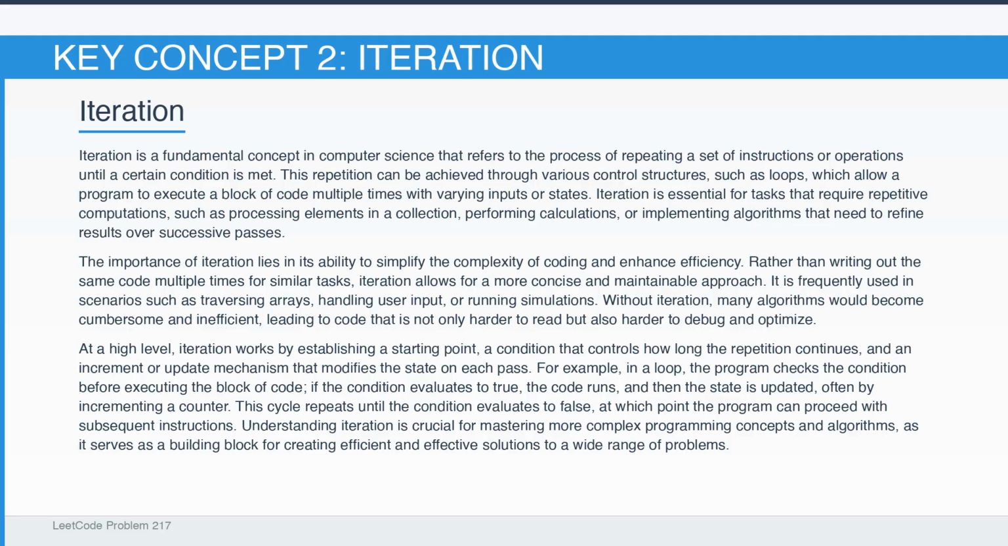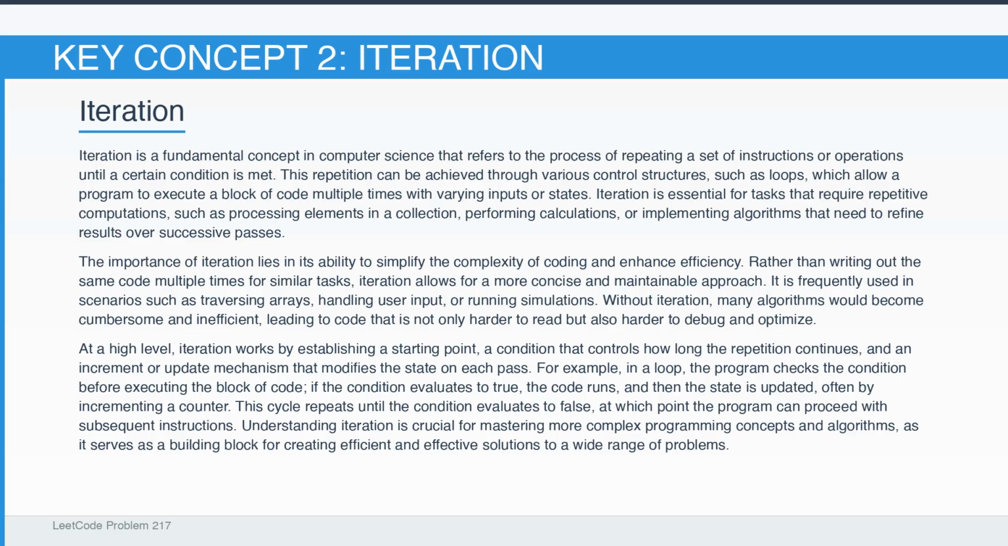Iteration is a fundamental concept in computer science that involves repeating a set of instructions until a specific condition is met. Think of it like a chef following a recipe. Each step may need to be repeated, like stirring a pot or adding ingredients, until the dish reaches perfection. In programming, we use loops to facilitate this repetition. Loops allow us to execute a block of code multiple times, each time potentially with different inputs or states. This is crucial for tasks like processing elements in a list or performing calculations over and over again.